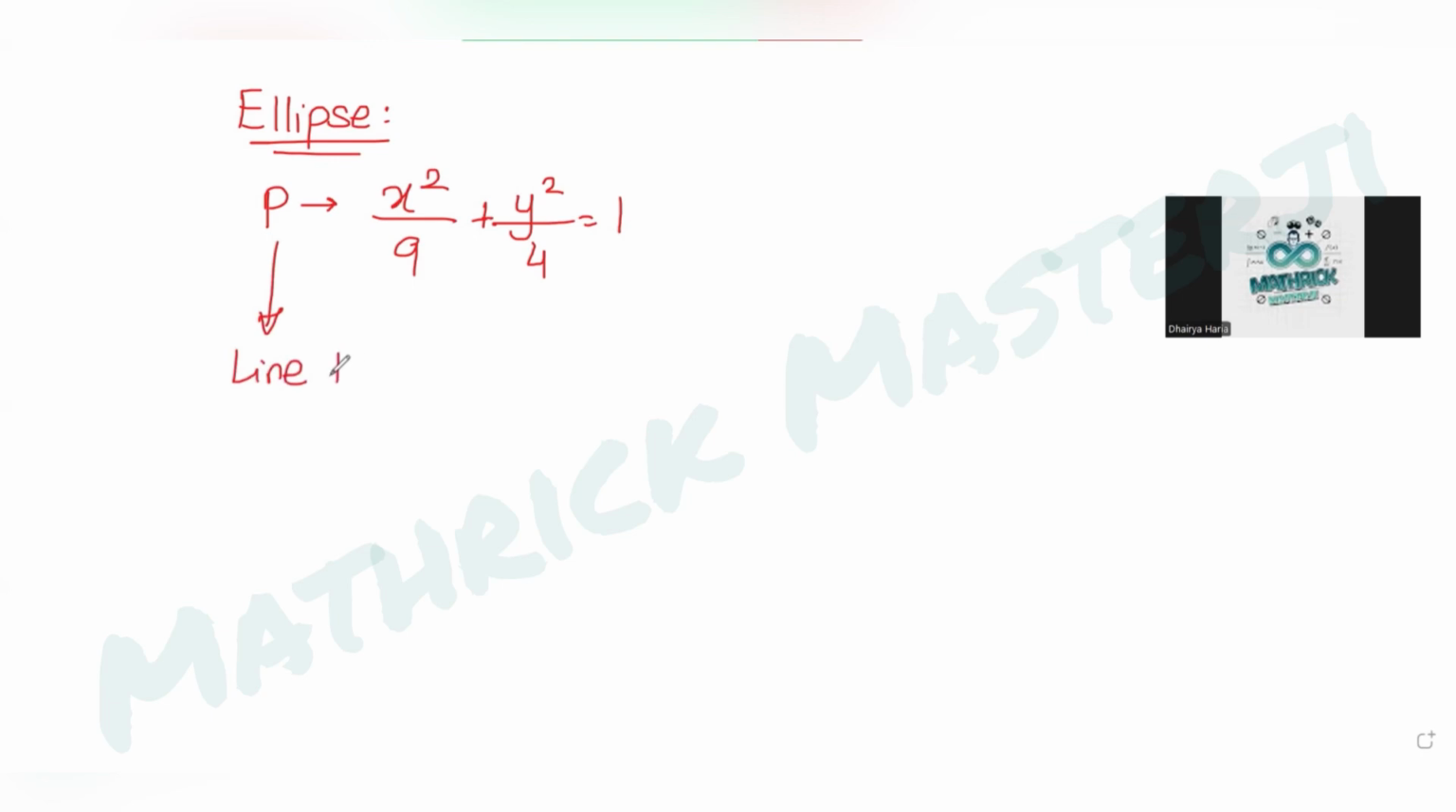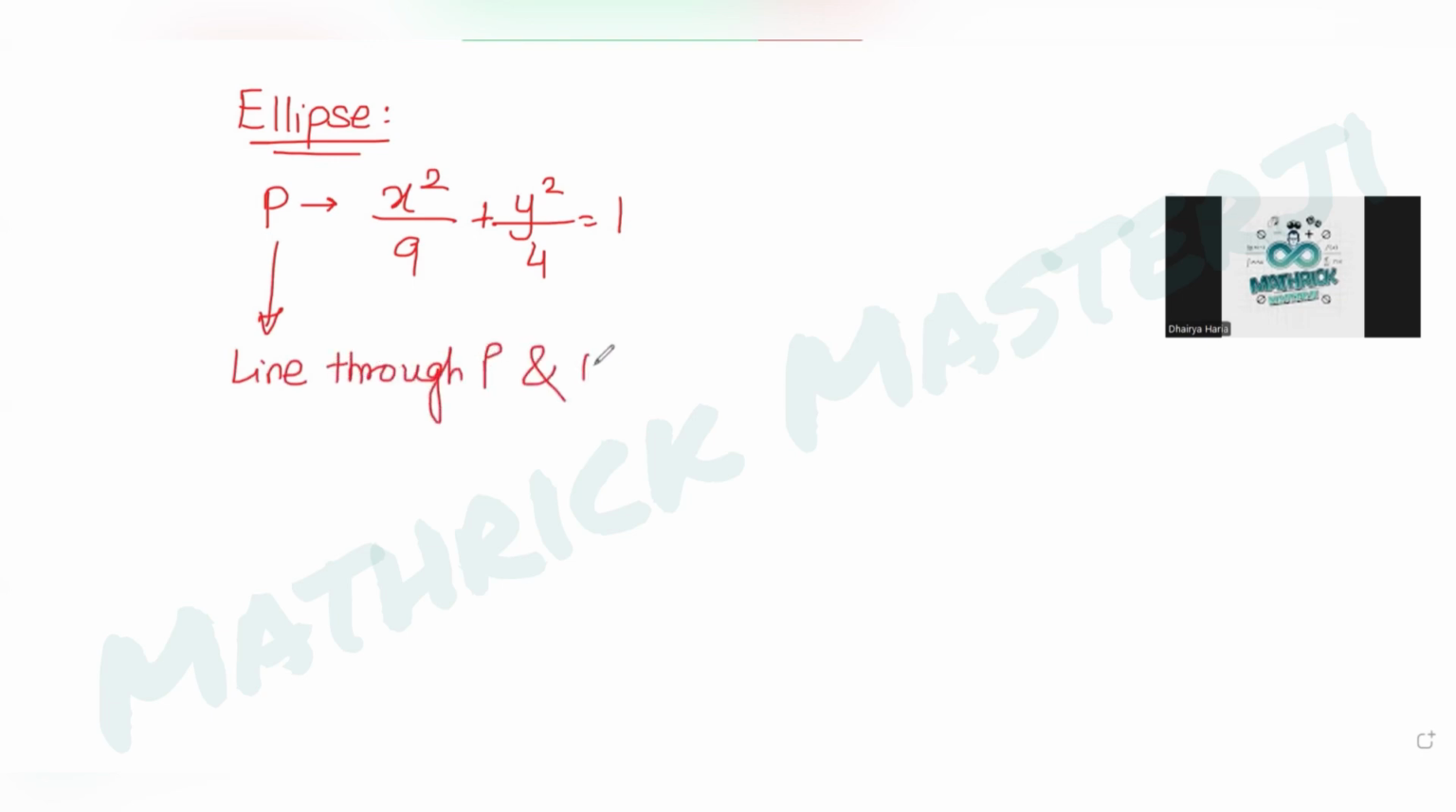Let's see today's question. Today's question we are taking from the topic of conics, particularly from the ellipse. The question says: let P be a point on the ellipse defined by the equation x square over 9 plus y square over 4 equals 1. The second thing they have told us is that there is a line passing through P.